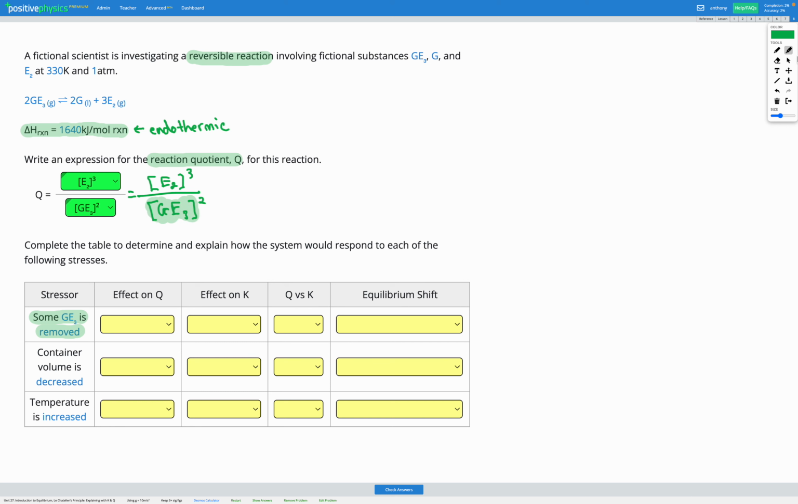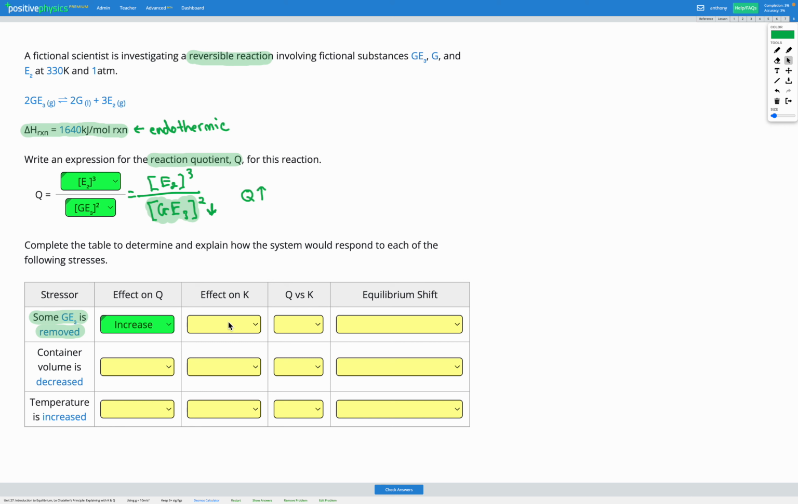If some Ge3 is removed, the concentration of Ge3 is going to decrease. So the thing on the bottom of my fraction is going to decrease. If the thing on the bottom of my fraction decreases, as a result, Q is going to increase. So the effect on Q here is that Q is going to increase.